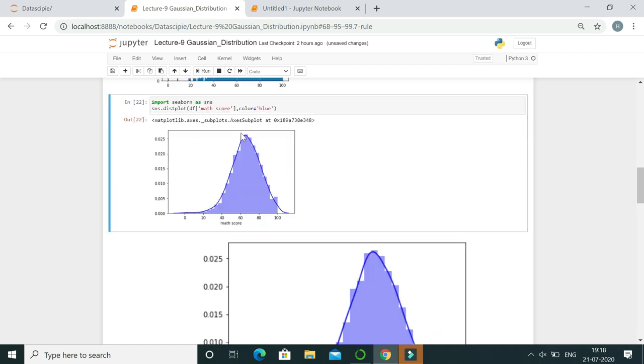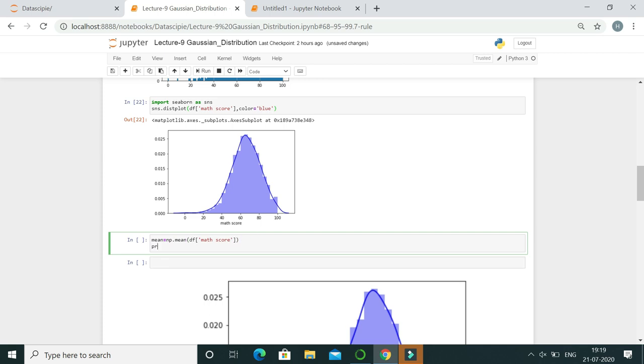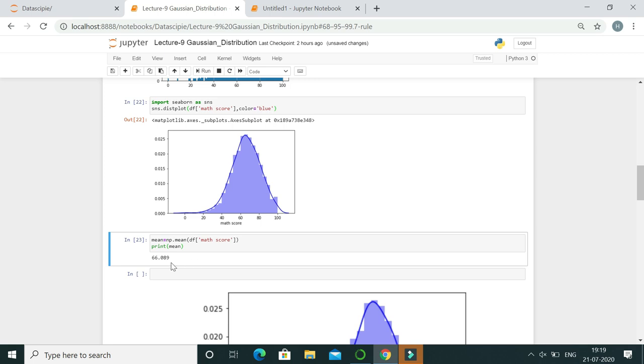Next, we have to find the mean of the curve and the standard deviation of the curve. For that, first specify mean is equal to np dot mean, with the data frame you utilize df math score. When we print the mean, we get 66.089. So at 66.089, the normal distribution curve has its peak.